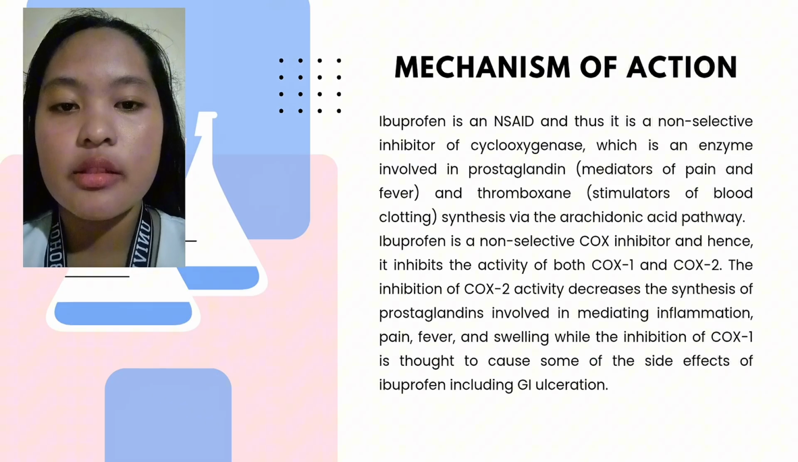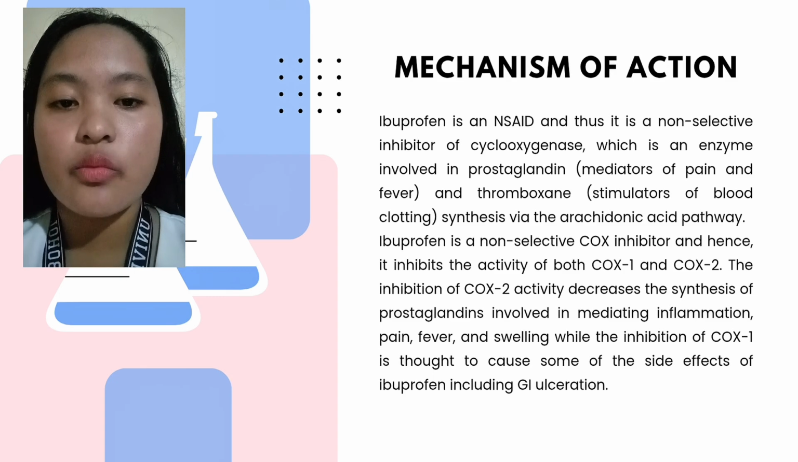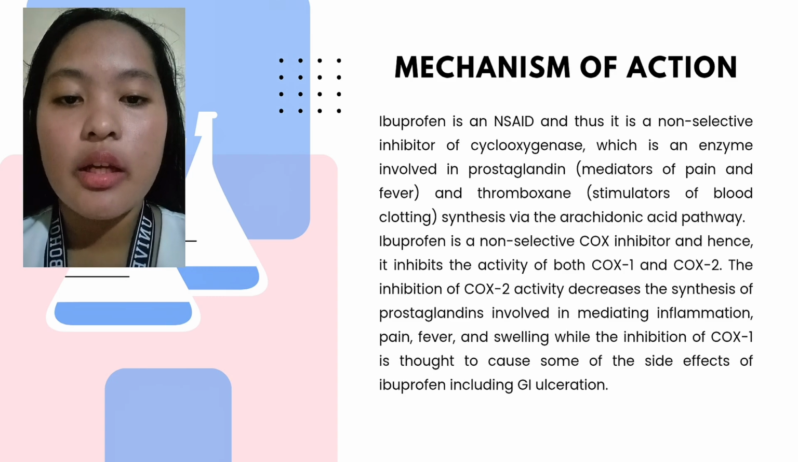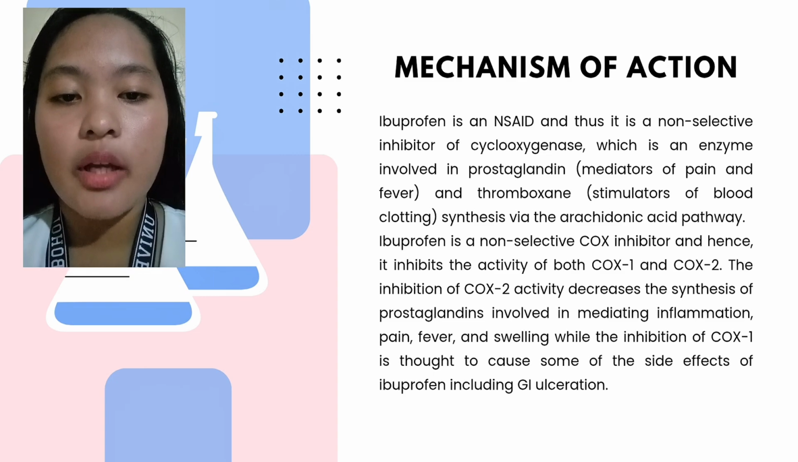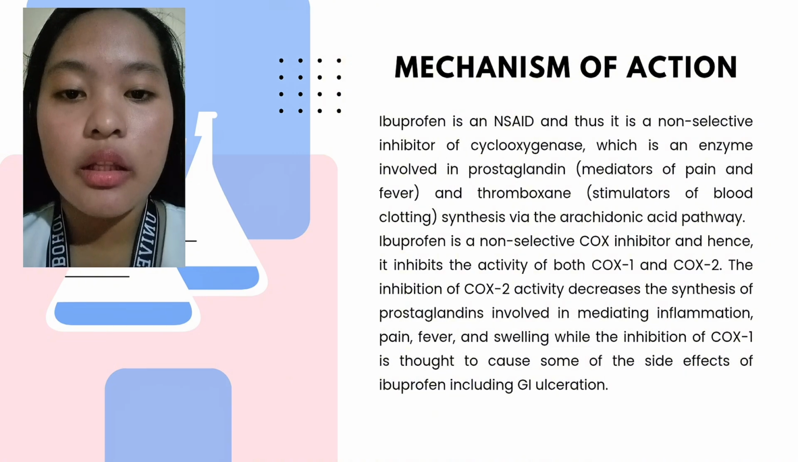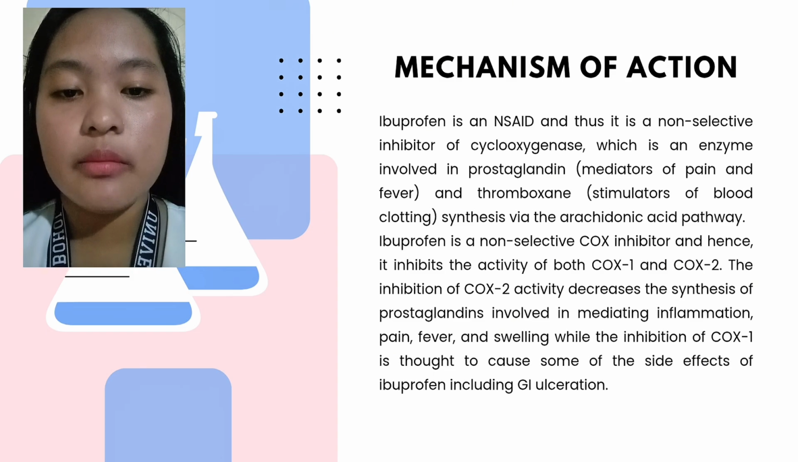Ibuprofen is an NSAID and thus it is a non-selective inhibitor of cyclooxygenase, which is an enzyme involved in the synthesis of prostaglandin, mediators of pain and fever, and thromboxane, which is the stimulator of blood clotting, via the arachidonic acid pathway. Ibuprofen is a non-selective COX inhibitor and hence it inhibits the activity of both COX1 and COX2. The inhibition of COX2 activity decreases the synthesis of prostaglandins involved in mediating inflammation, pain, fever, and swelling, while the inhibition of COX1 is thought to cause some of the side effects of ibuprofen, including GI ulceration.